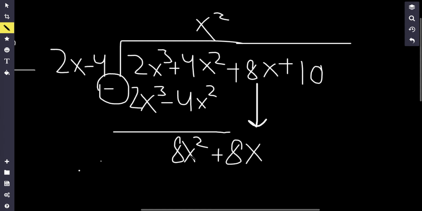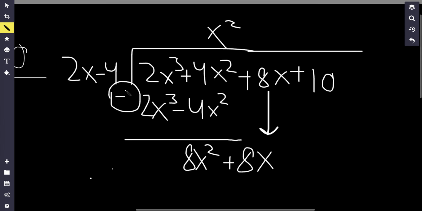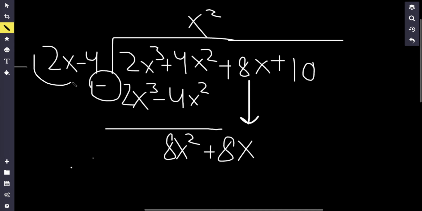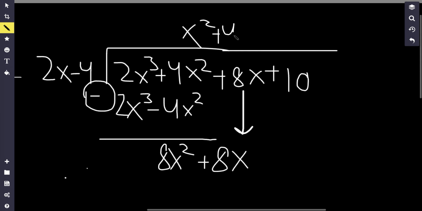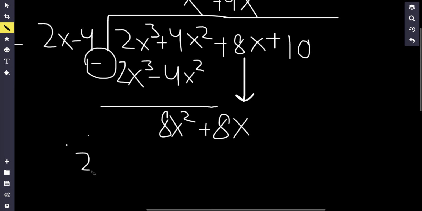Now I have 8x to the second power plus 8x. And now, once again, I'm going to repeat the same process. I'm going to look at the first term right over here, the first term right over here. I'm going to ask myself, what multiplied by 2x gives me 8x to the second power? And the answer to that is 4x. 2x times 4x gives me 8, since 2 times 4 gives me 8, and x times x gives me x to the second power.